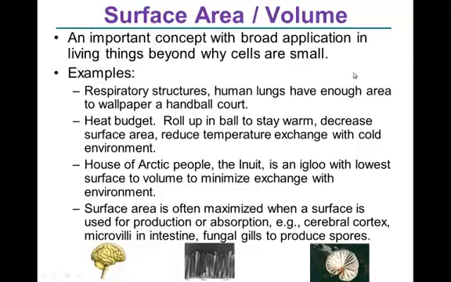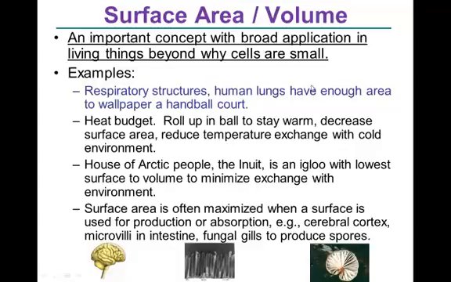One example, respiratory structures. For example, it's been said that human lungs have enough area to wallpaper a handball court. Now, I don't know if that's true or not, but it is true that the lungs have very many small alveoli, these little compartments, and they have a tremendous amount of surface area. And so this is, again, where surface area is being maximized because the function of the lungs is to provide exchange or transport, if you will.